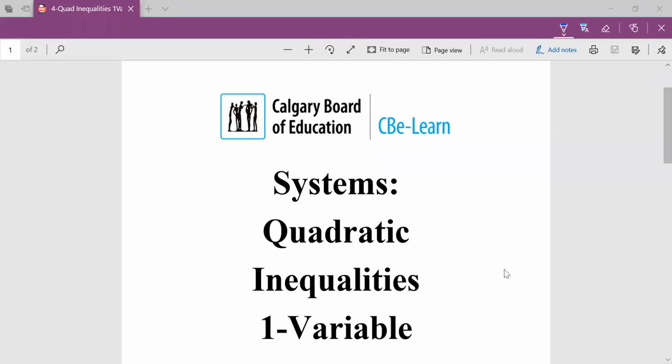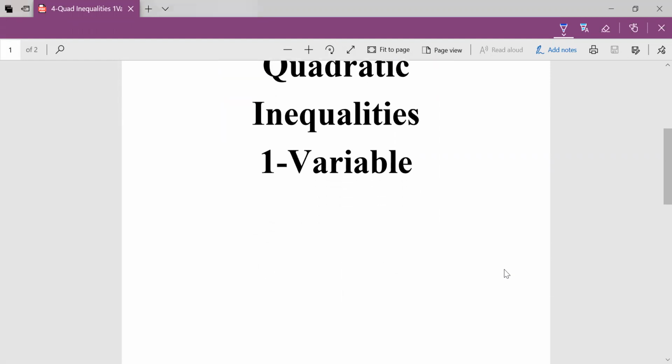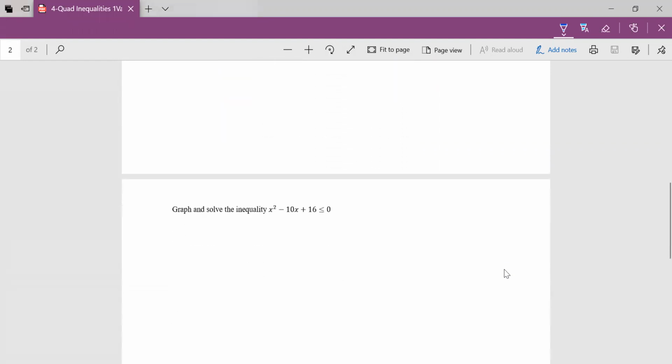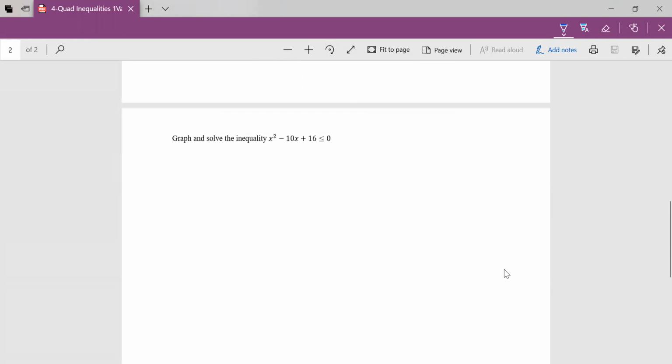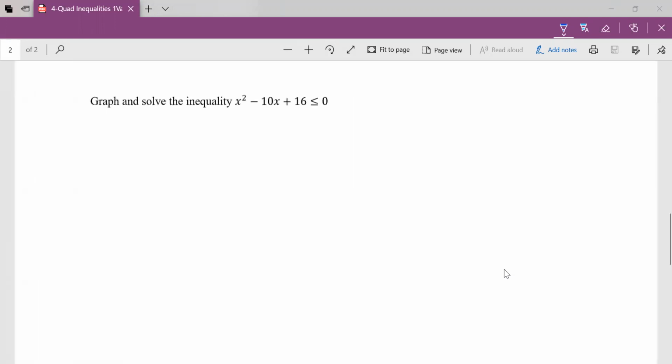Hey, in this video, what we're going to look at is quadratic inequalities, but just of one variable, which means we'll only be looking at x's. We won't be looking at y values as well. Okay, how does this go? Well, instead of an equation, it's an inequality.